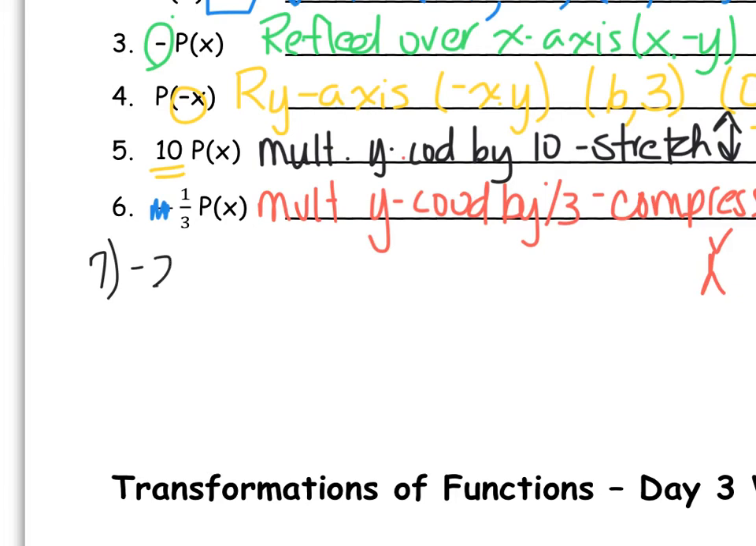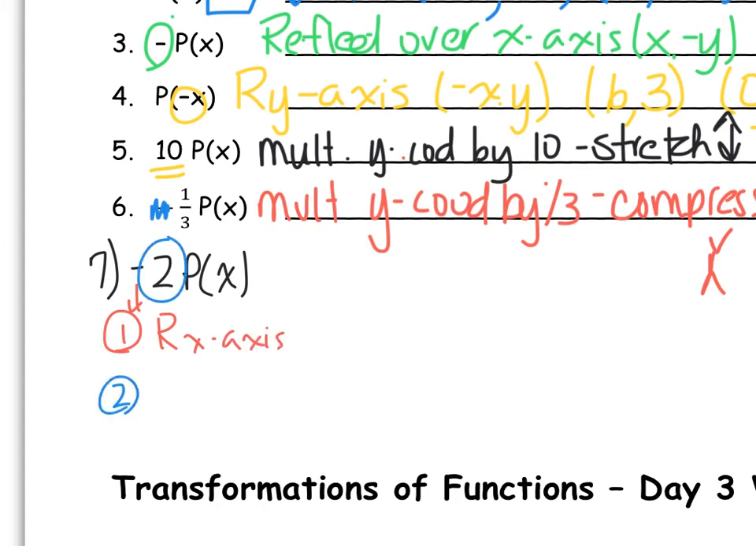we'll do -2 times p of x. So we have two transformations happening here. The first transformation we have is a reflection over the x-axis. And the second transformation we have is a stretch. So the y coordinate is being multiplied by 2. So we perform the reflection first, and then we perform the dilation of just the y coordinates.